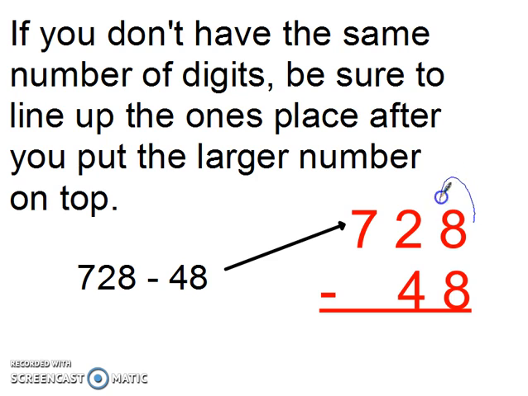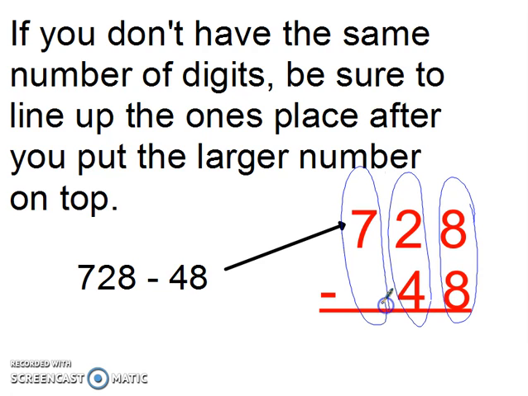And the next thing is I want to line up my ones column, because if I line up my ones column, then I line up my tens column, and I line up my hundreds column, and so on. People go, there's nothing there. That's right, because the zero could really be in the hundreds column.